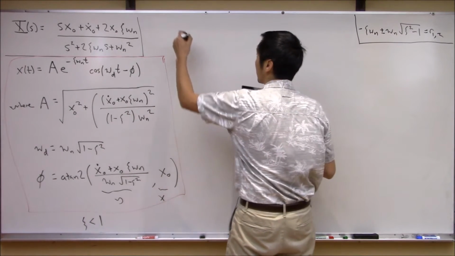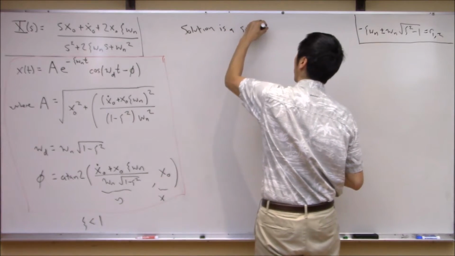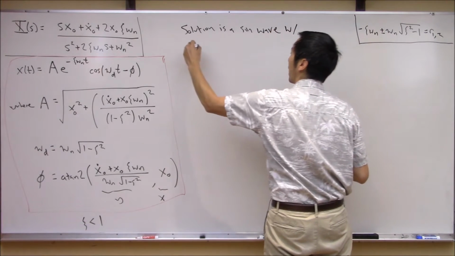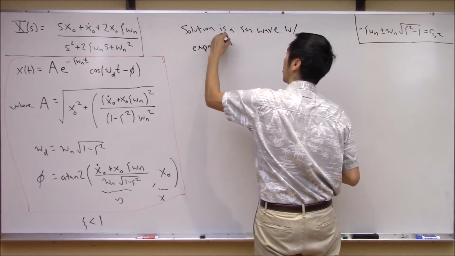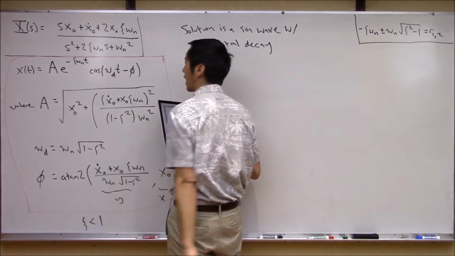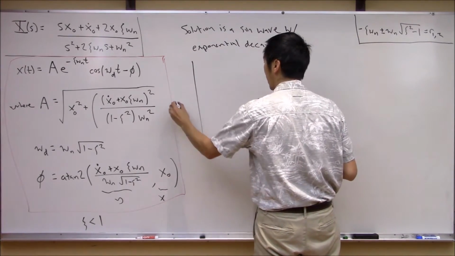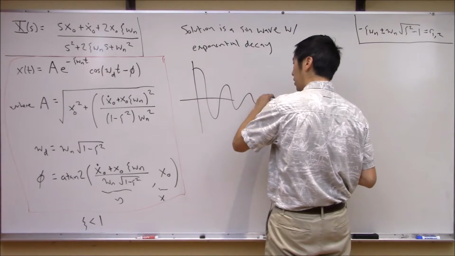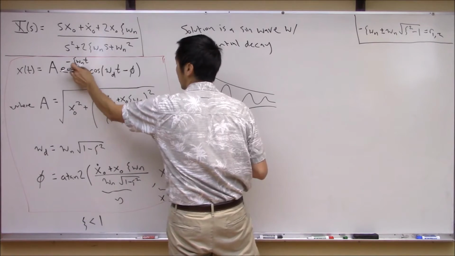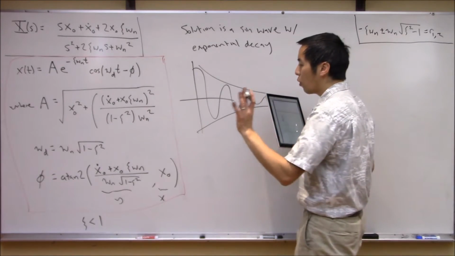Maybe we should write that down. The solution is a sine wave, or I guess a cosine wave, however you want to interpret that, with an exponential decay, or growth, depending on the sign of that term. But all this thing looks like something like this. Again, I'm going to assume that the natural frequency and the damping ratio are both positive here. Beautiful. What else is beautiful about this?